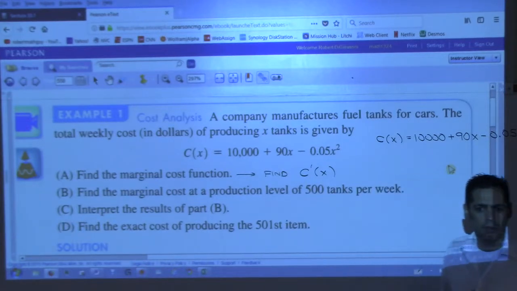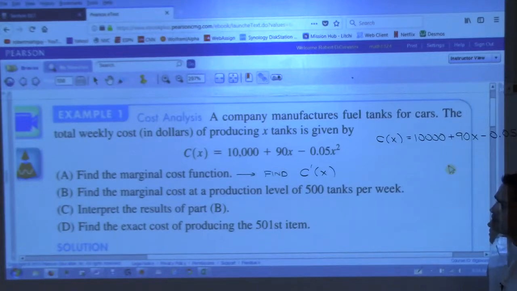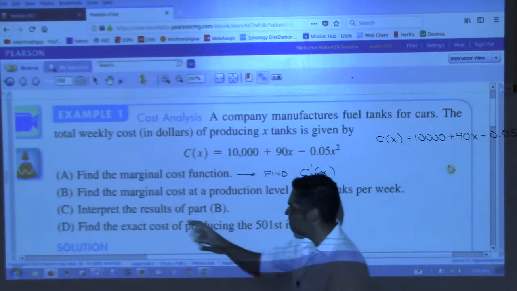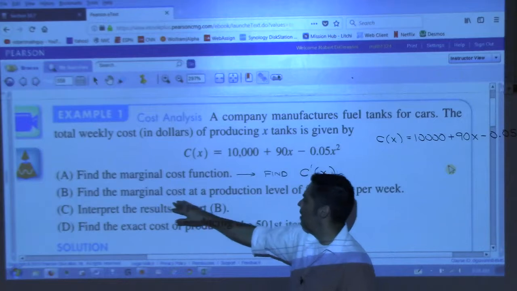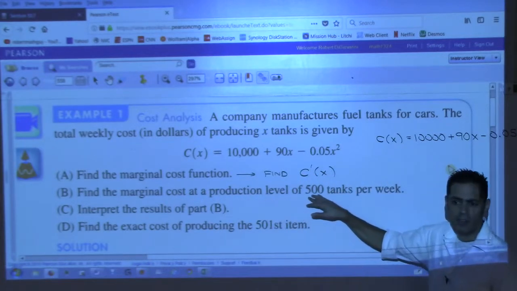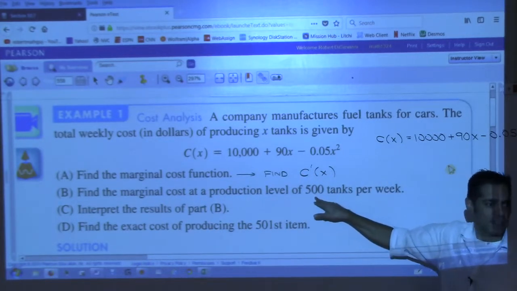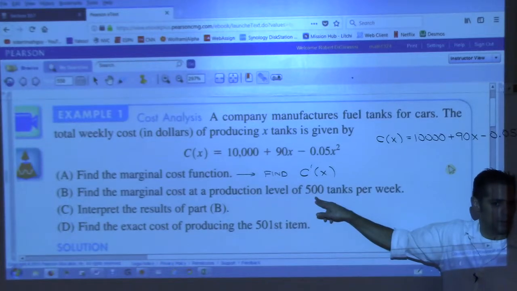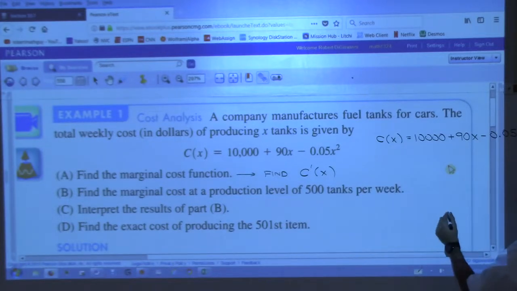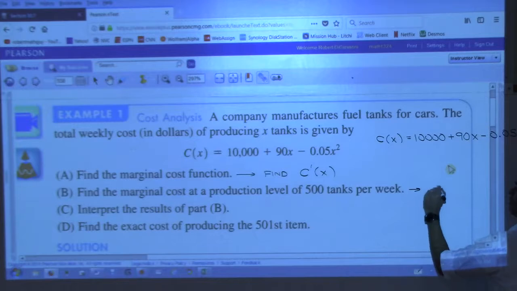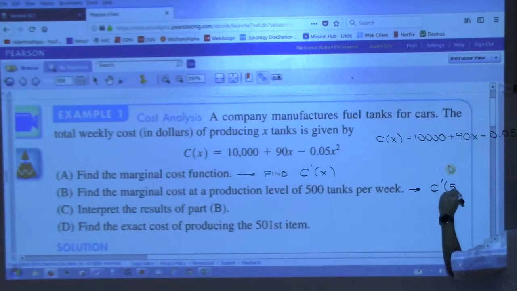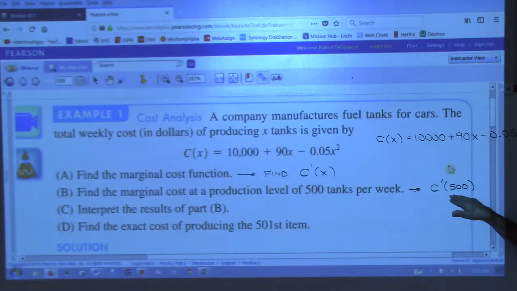What does that mean we need to do? Part A just gives us a function, right? It's the derivative of this. Part B is asking us to find the exact marginal cost at a specific production level of 500 tanks. So they're giving us an actual x value, aren't they? And so they want us to do what? Plug that into the derivative, right? Not into the original function, but into the derivative. They want us to plug in 500.